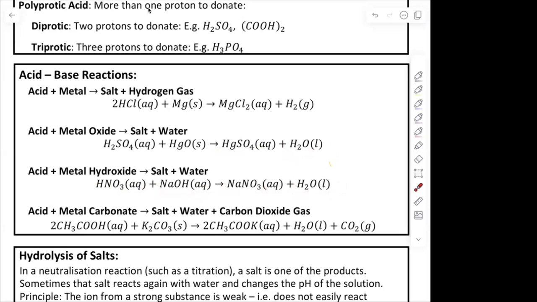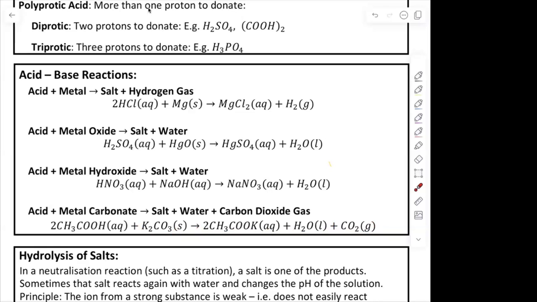Finally, acid plus metal carbonate will give us salt, water, and carbon dioxide gas. So there we've got our acid, which is going to be ethanoic acid, plus our metal carbonate, which is going to be potassium carbonate. That will then give us CH3COOK plus water plus carbon dioxide. An easy way to remember this: acid plus base will give you salt and water, right?